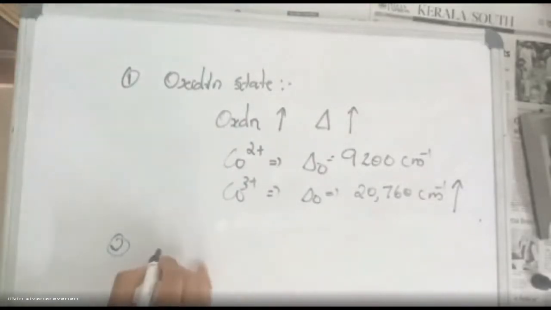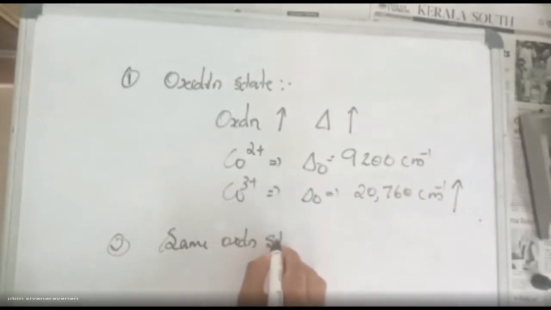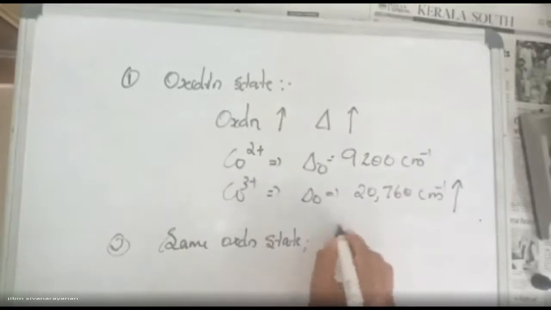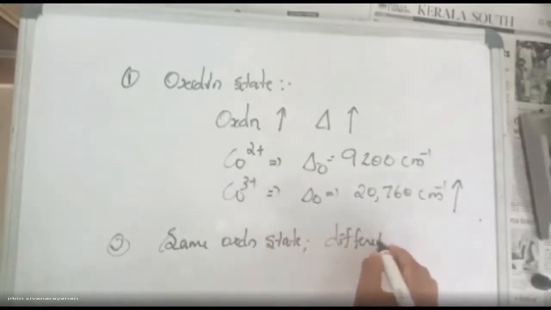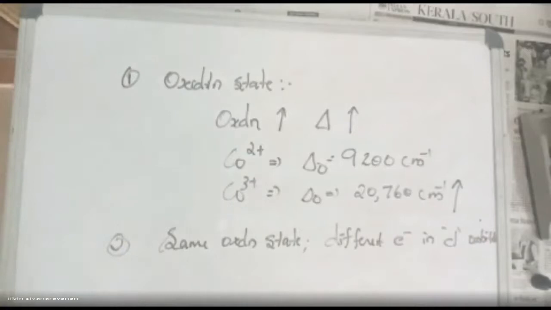Second one, same oxidation state, different electrons in d orbital. Same oxidation state, but the number of electrons in the d orbital is different. For example, again cobalt 2 plus, which means it is d7 in configuration, so it is 9200 centimeter inverse.